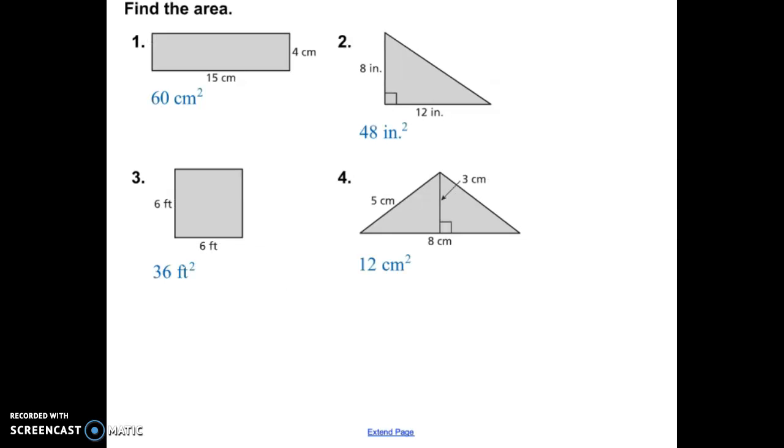All right, so let's take a look. Here are your answers. So 4 times 15, 60 centimeters squared. 8 times 12, 48 inches squared. 6 times 6, 36 feet squared. And this one, remember that our formula for triangle is 1/2 base times height. Okay, so base times height, 24 divided by 2, 12 centimeters squared. There we go. All right, good review on how to find area. Make sure you know both of those formulas for triangles and for rectangles and squares.